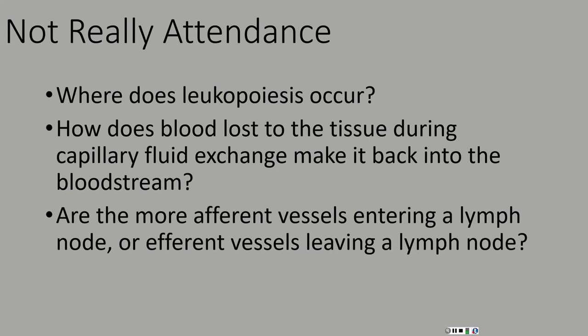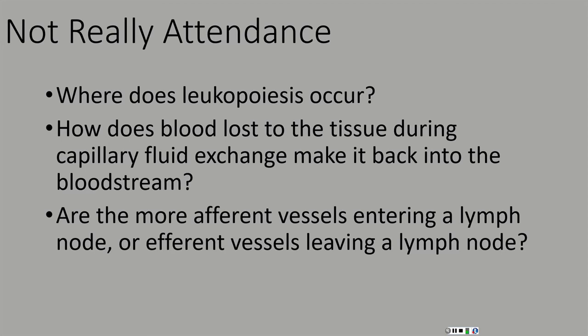And before we start talking about adaptive immune, let's start with our not really attendance questions. Where does leukopoiesis occur? How does blood lost to the tissues during capillary fluid exchange make it back into the bloodstream? And are there more afferent vessels entering a lymph node or efferent vessels leaving a lymph node? So go ahead and try to answer those before watching to see what the answers are.